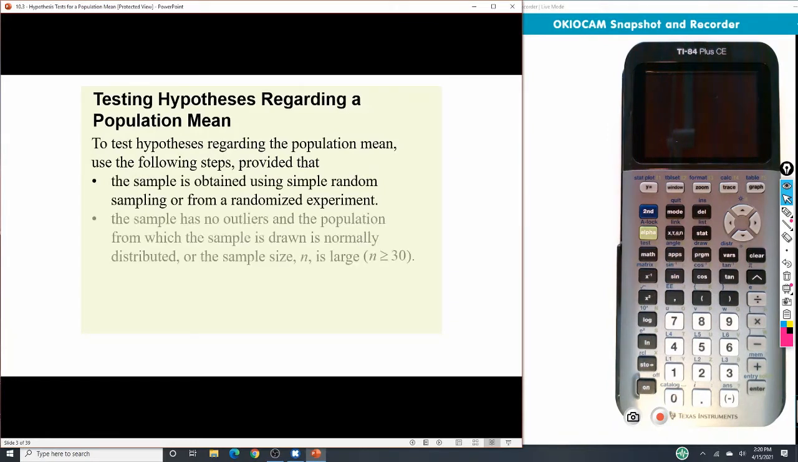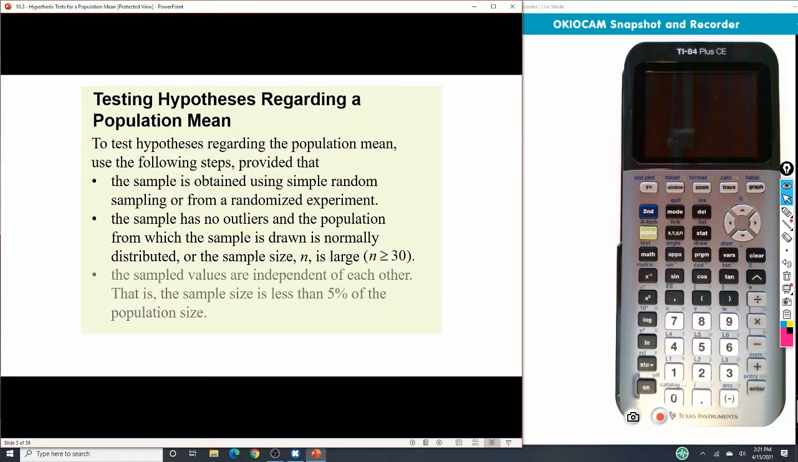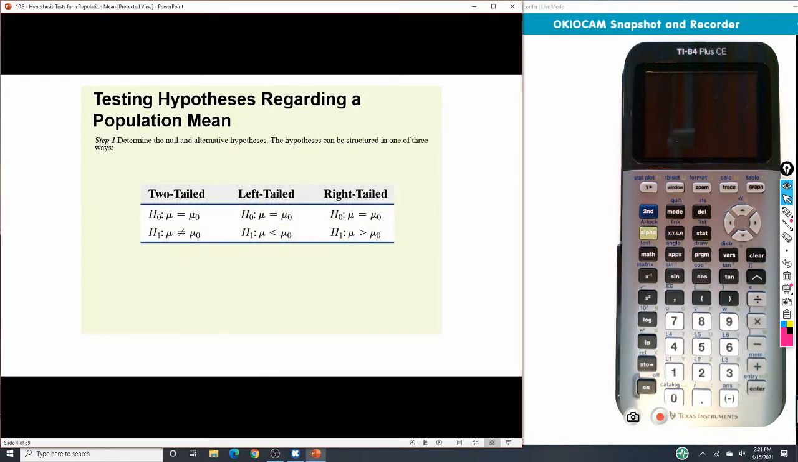It's a randomized experiment, no outliers. The population is normally distributed, or the sample size is large, meaning greater than or equal to 30. And as usual, we're less than 5% of the population size. Now we still have our two-tailed, left-tailed, and right-tailed hypothesis testing there. So all of those things remain. We just have mu this time instead of a different letter.